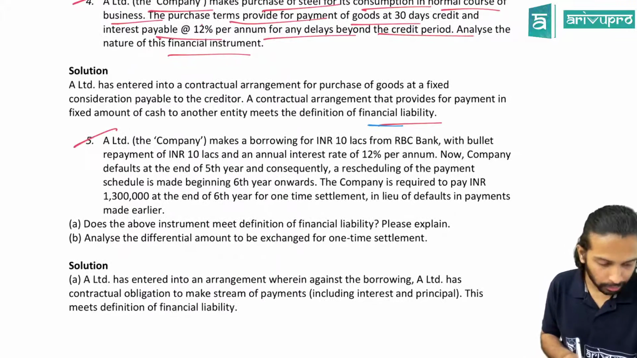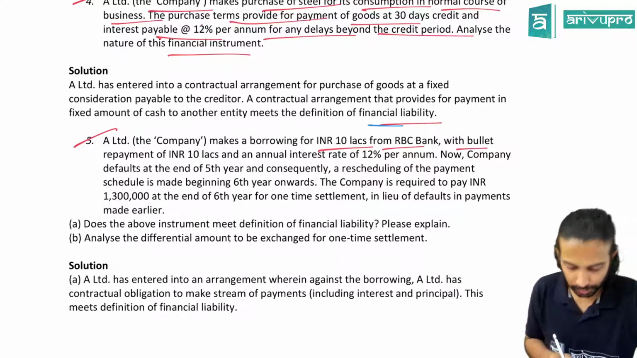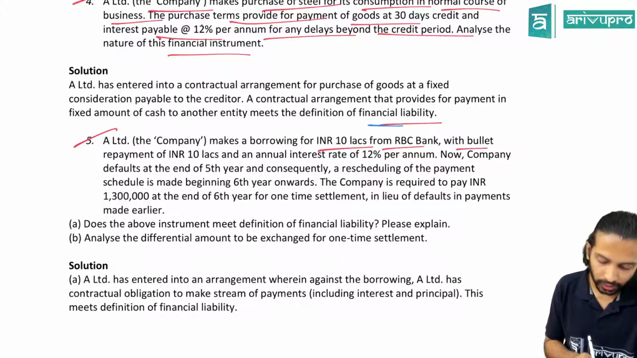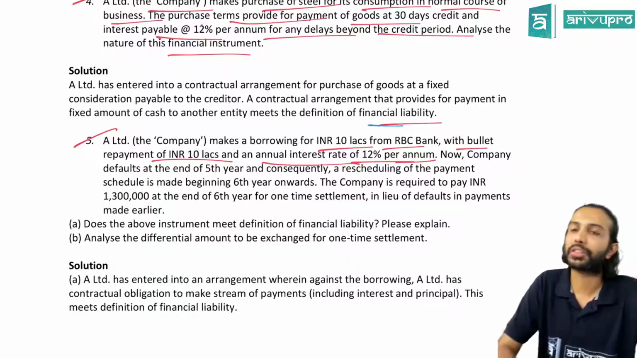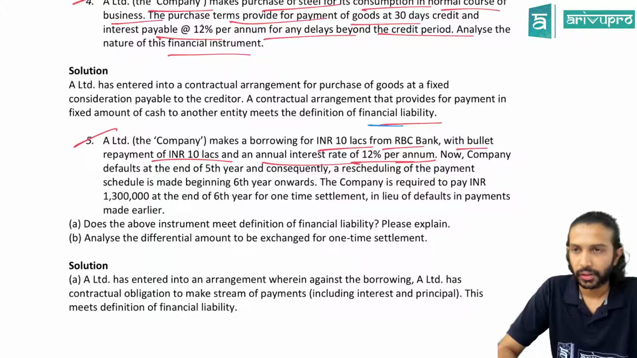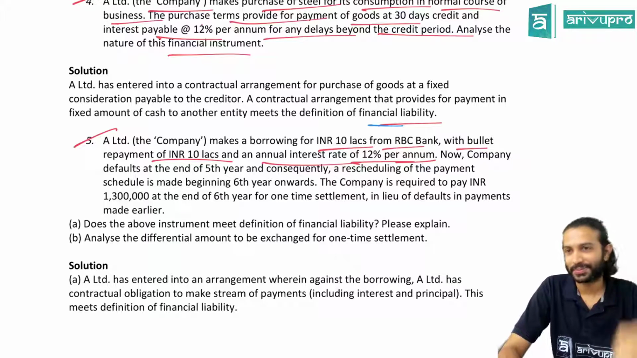A Limited makes a borrowing of INR 10 lakh. They have taken a loan. There itself, I think things are getting sorted. But still, we will read. Sometimes the structure is slightly different. With a bullet repayment of 10 lakhs and an annual interest rate of 12% per annum. That means what, sir? Bullet repayment means one go. Bullet, no. One shot.